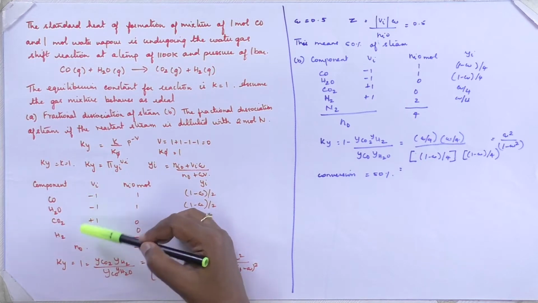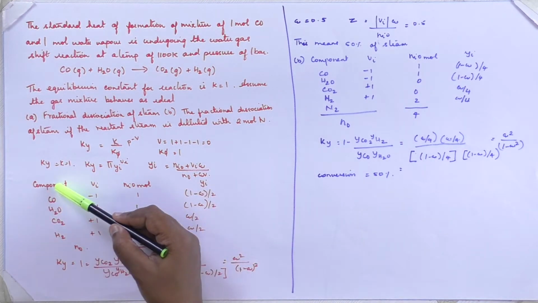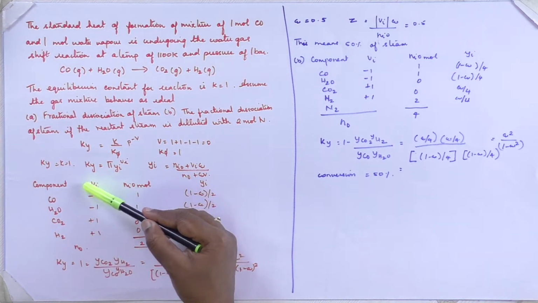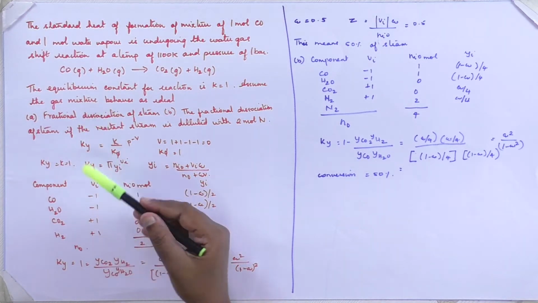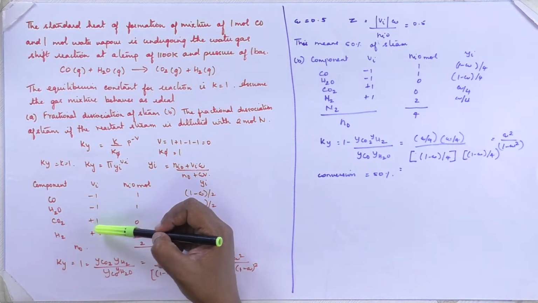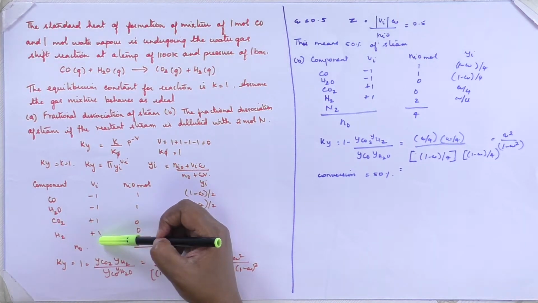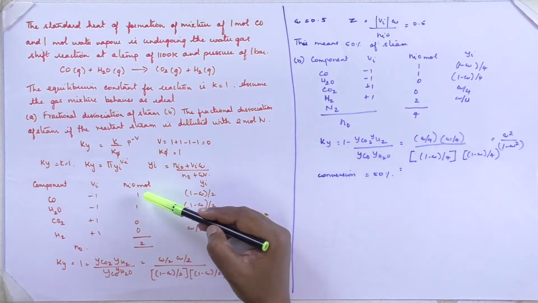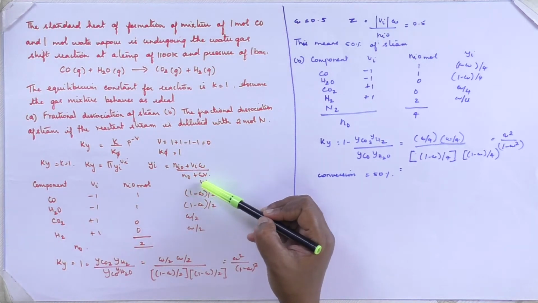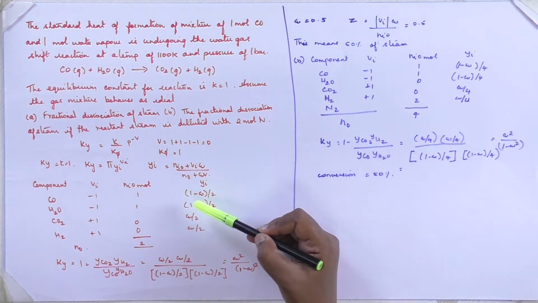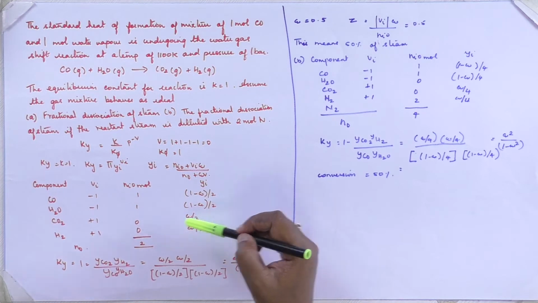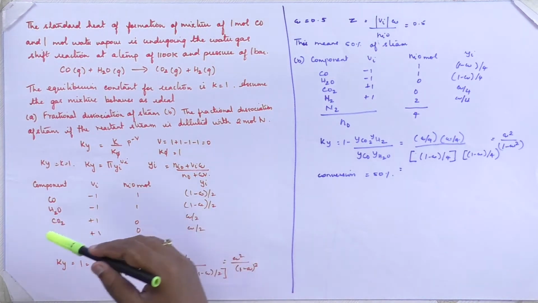So we are taking the tabulation of the given data. We are listing the components carbon monoxide, water, carbon dioxide and hydrogen. We are calculating small vi for the reaction. This is -1 for carbon monoxide, -1 for water, +1 for carbon dioxide, and +1 for hydrogen. We calculate Ni0, which is 1, 1, 0, 0, and the summation of Ni0 is 2. The mole fractions yi are 1 minus epsilon divided by 2 for carbon monoxide, 1 minus epsilon divided by 2 for water, epsilon by 2 for carbon dioxide, and epsilon by 2 for hydrogen.